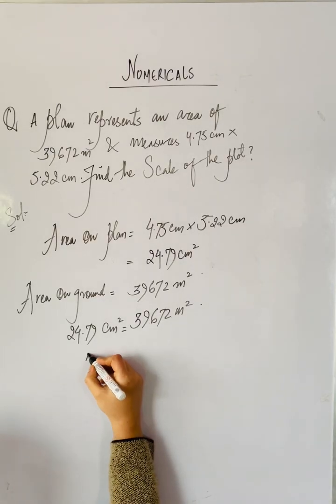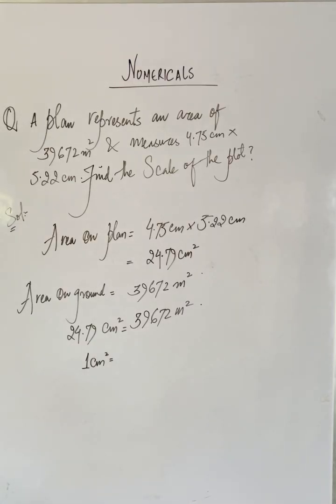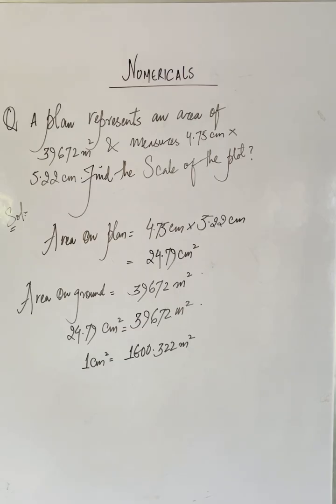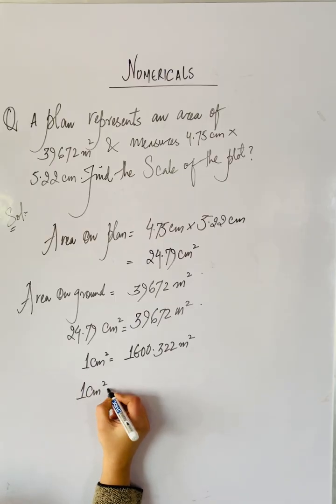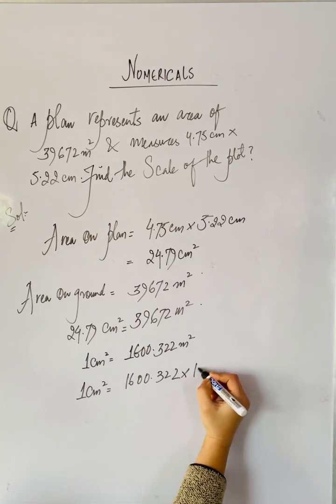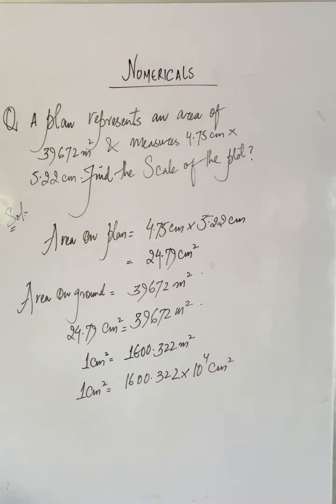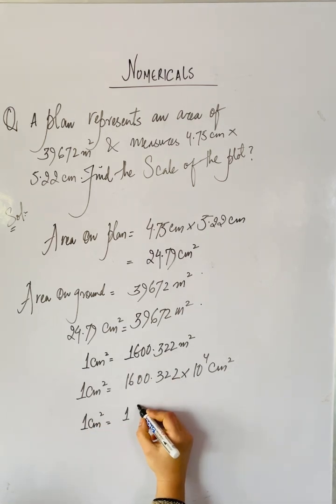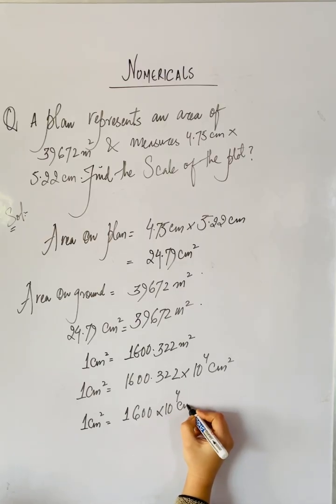That means 1 centimeter square is equivalent to, by calculations, 1600.322 meters square, right? Every 1 centimeter square on the plan represents 1600.322 meter square. If I have to represent it in centimeter square, it will come equal to 10 raised power 4 centimeter square, right? So 1 centimeter square, will ignore this fractional part, is 1600 into 10 raised power 4 centimeter square.